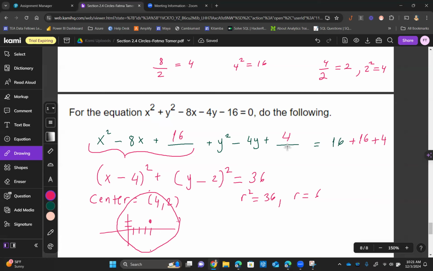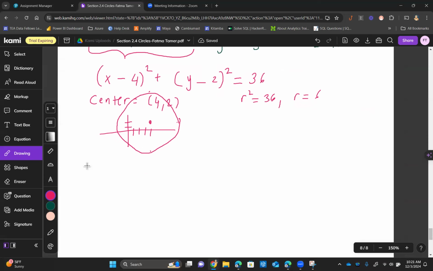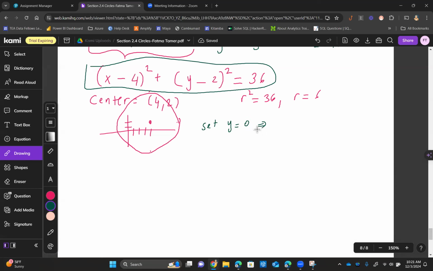Now we're going to have to do some extra work to find the intercepts. For intercepts, I am going to still use this organized version. If we set y to be 0 to find the x-intercept, I will get (x − 4)² plus (0 − 2)², and negative 2 squared is just positive 4, equal to 36. So that makes my (x − 4)² equal to 32.